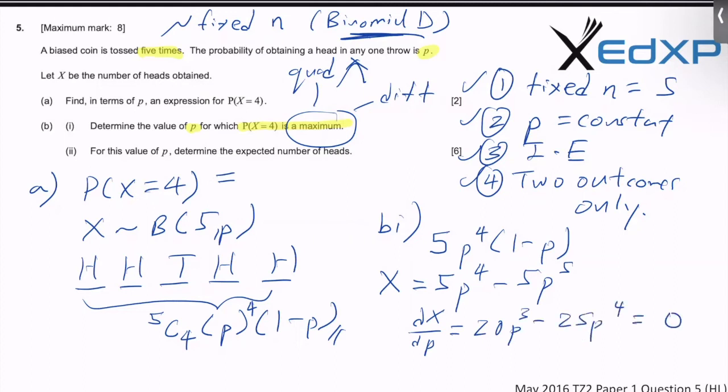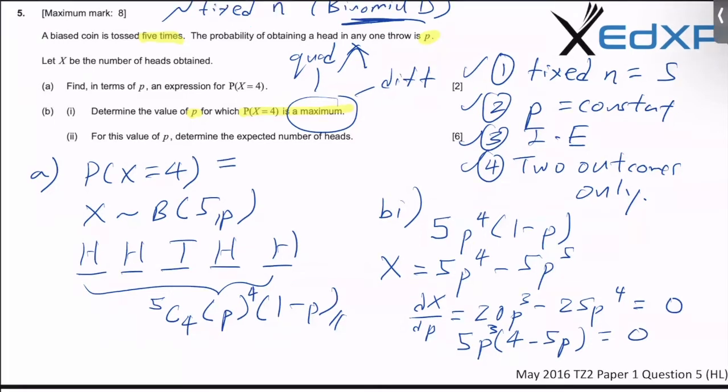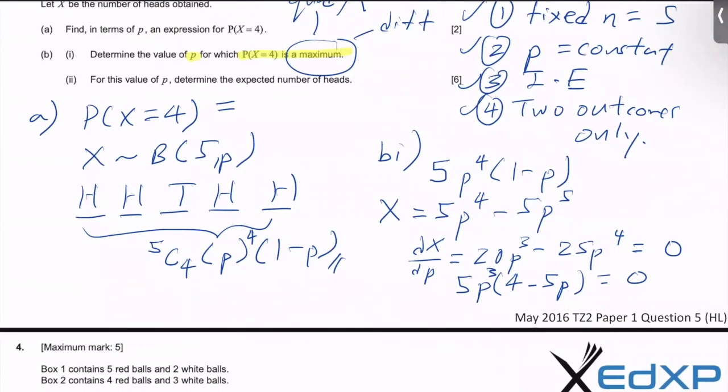And I equate it to 0 to find a stationary point. I can factorize my expression. I can take out p cubed. I can also take out maybe 5. So I'm left with 4 minus 5p equals 0. So we either have p equals 0 or p equals 4/5. And p obviously cannot be 0. The probability can't be 0. So we reject this. So the answer is 4/5.